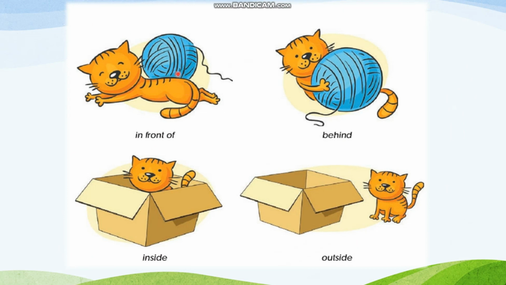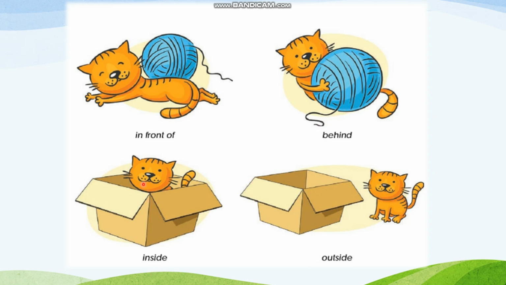Look children, here the cat is in front of the ball. The cat is lying in front of the ball. So the position word is in front of. And look here, here the cat is behind the ball. Isn't it? The cat is hiding on the back side of the ball, that is behind the ball.